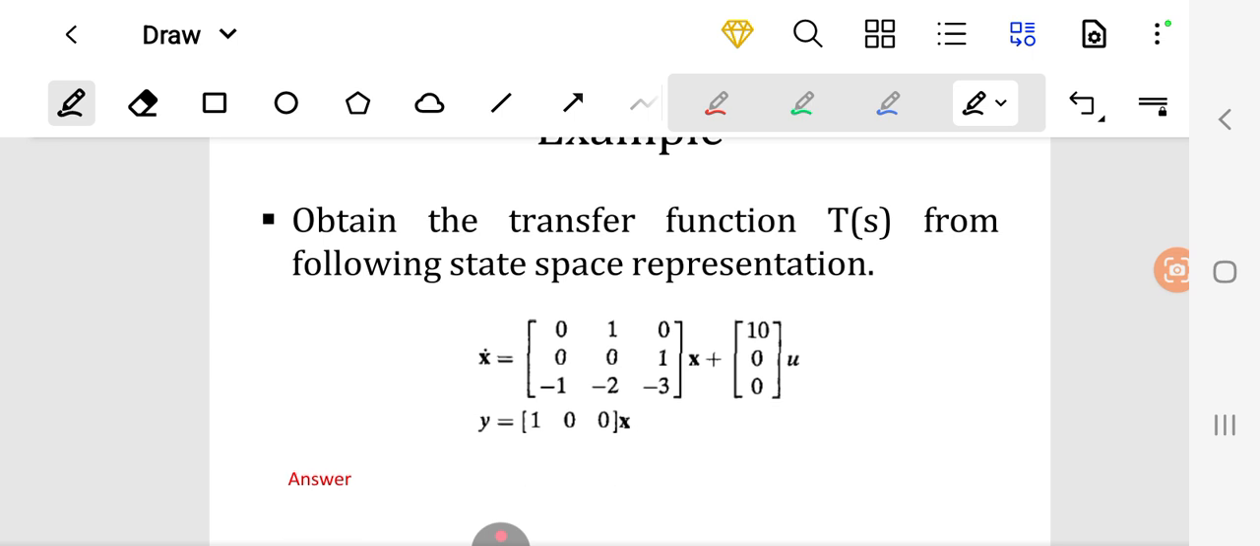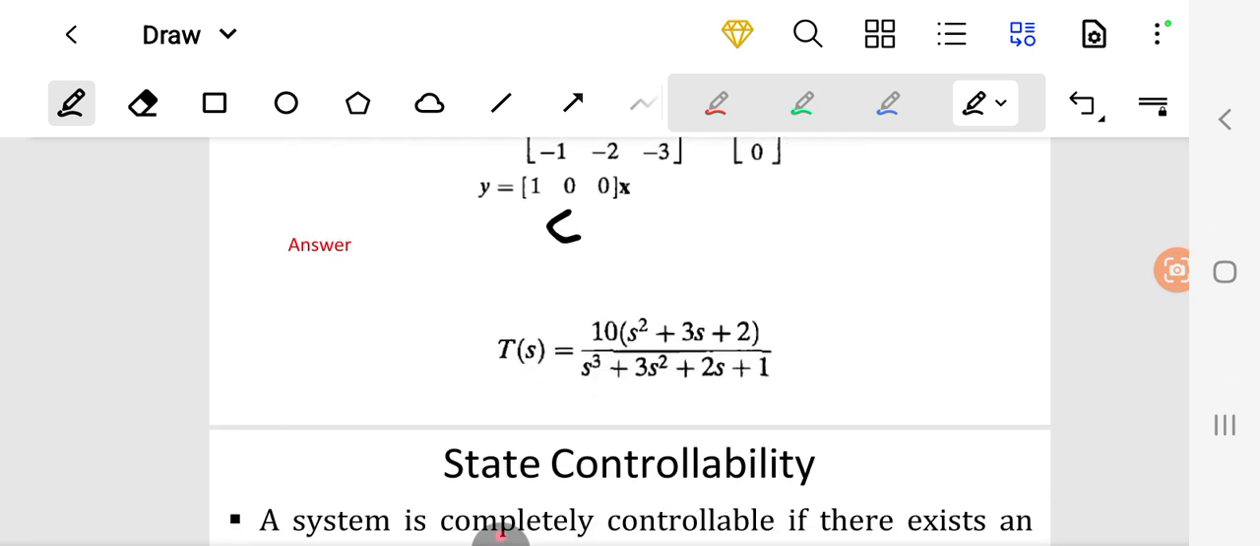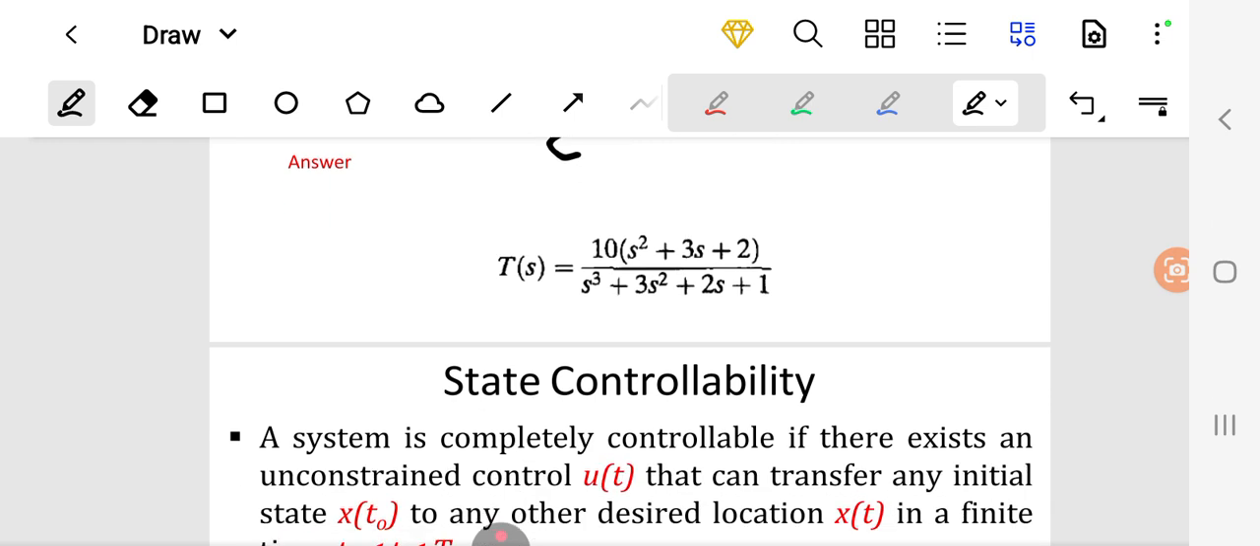Another example which we will see: obtain the transfer function for this state space model. This is the A matrix, and this is the B matrix, and this is the C matrix. We will obtain the transfer function as 10 times s squared plus 3s plus 2, divided by s cubed plus 3s squared plus 2s plus 1.